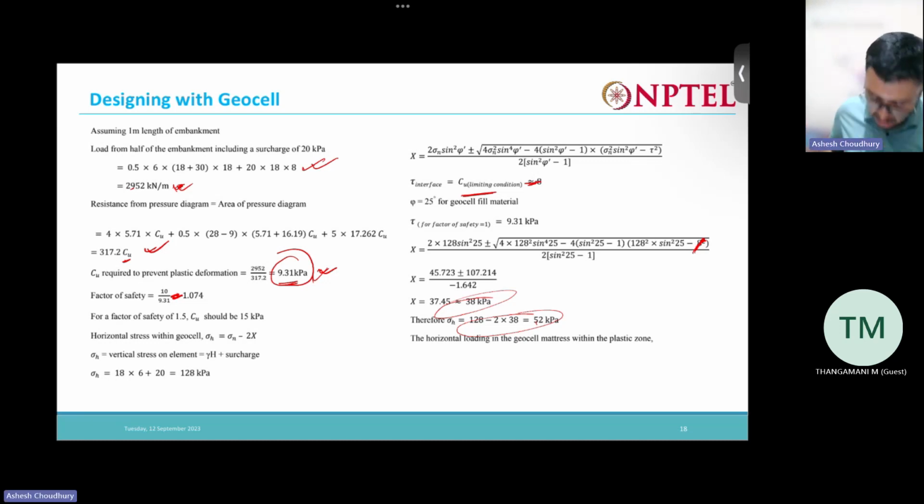So for e/h = 1.5, you should get 15 kPa. Now our next task is to determine the horizontal stress within the geocell. As we discussed, this is the expression we need to use. So what is the vertical stress that is coming?